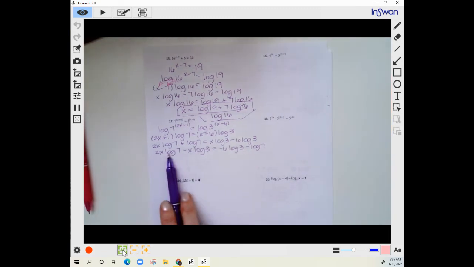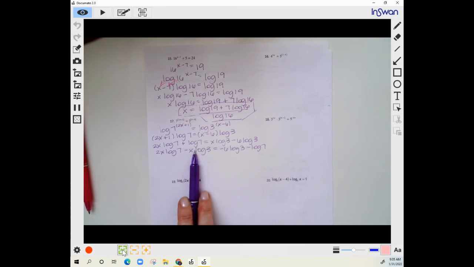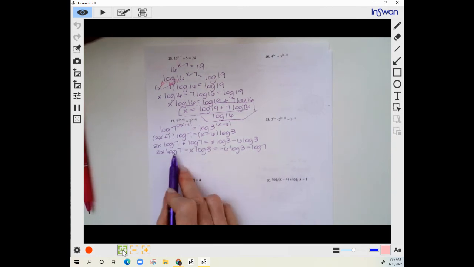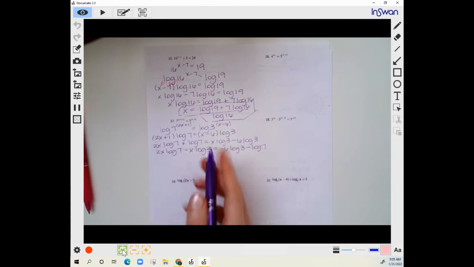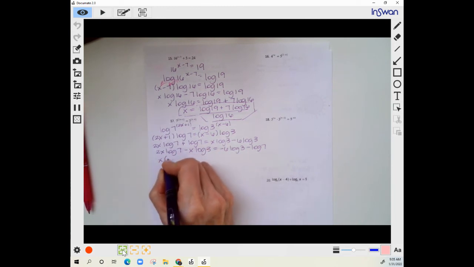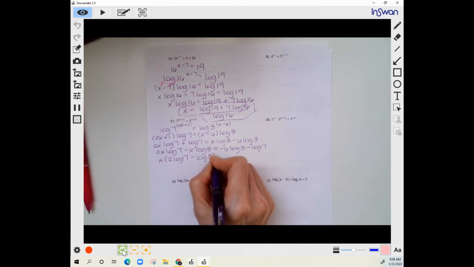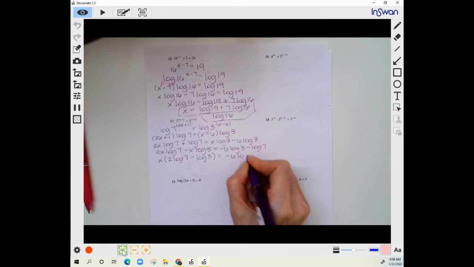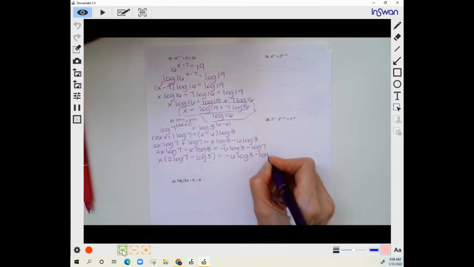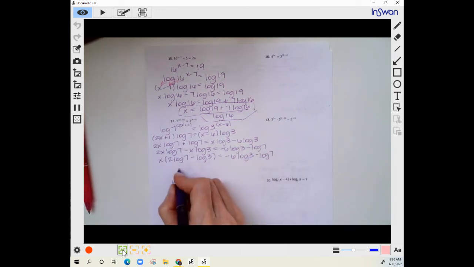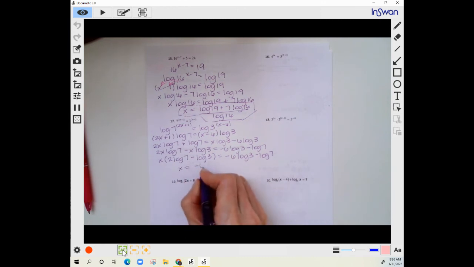Okay, once you have the two terms that have x on the same side, that becomes a GCF that can be factored out, right? Both of these terms have x as a common factor. So I'm going to factor x out. And then I can just divide by that whole quantity to isolate x.